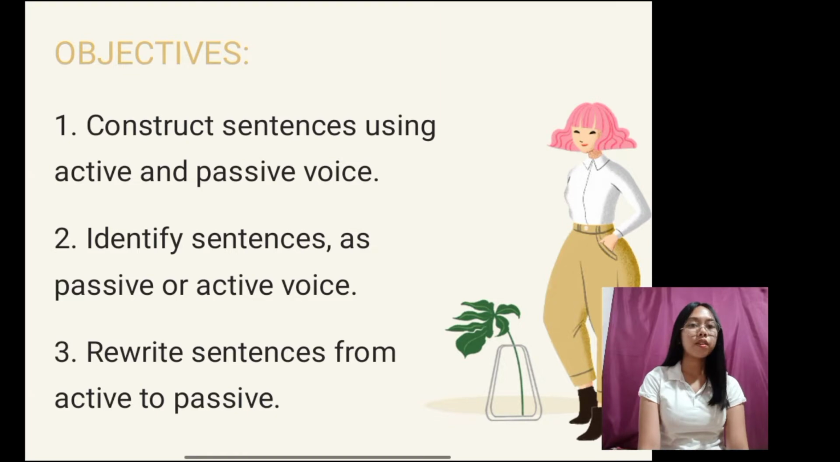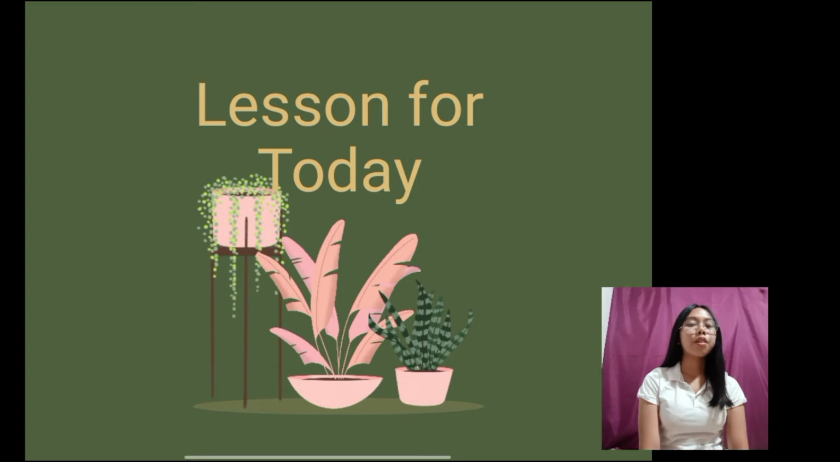Okay, number 1, altogether, can you read? Construct sentences using active and passive voice. Okay, number 2. Identify sentences as passive or active voice. Number 3. Rewrite sentences from active to passive voice. So this objective serves as our guide all throughout our class session. Okay. So what do you think is our lesson for today?